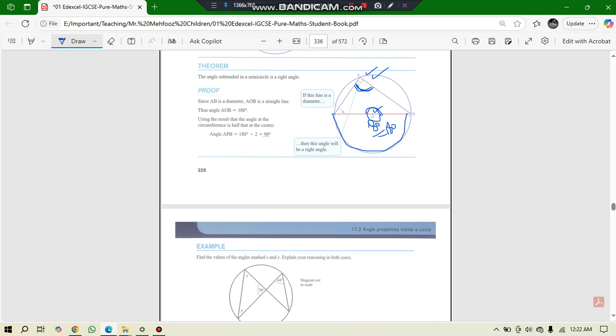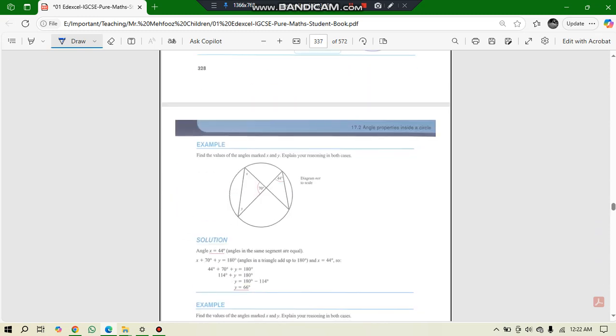Since AB is a diameter, AOB is a straight line, thus angle AOB is 180 degrees. Using the result that the angle at the circumference is half that at the center, the angle APB is equal to 180 degrees divided by 2, that is 90 degrees. Okay, then the angle is a right angle.